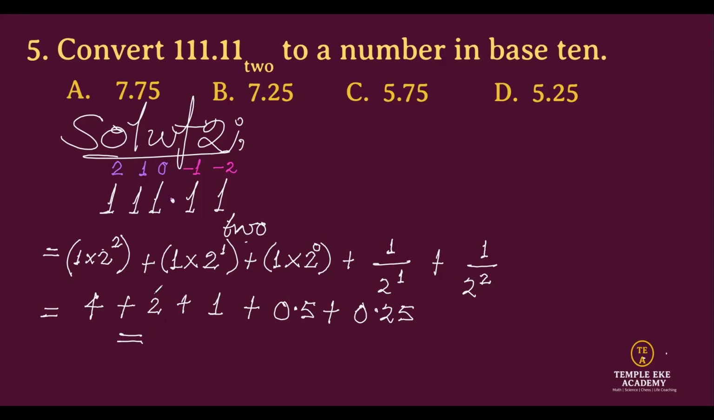4 plus 2 gives us 6, plus 1, 7.75. 7.75. This is now in base 10. Our final answer. Very simple. That's right. And that is actually option A, of course. Option A, the final answer.